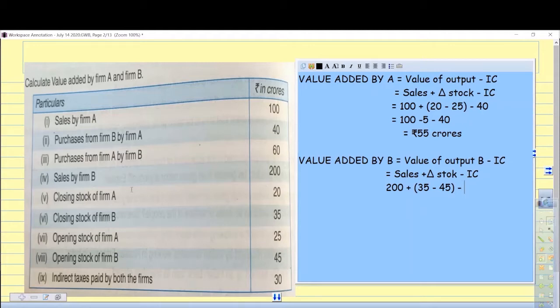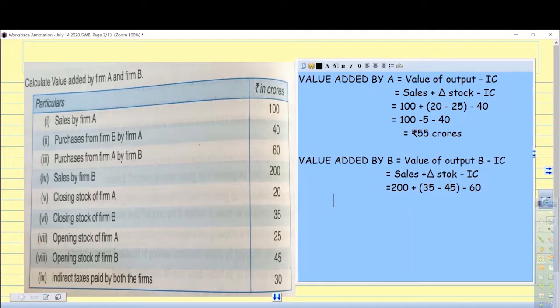Minus intermediate consumption. Again intermediate consumption, purchases from firm A by firm B. Firm B is the purchaser here. So we will consider this as the intermediate consumption of firm B. It stands at 60. I forgot to put the equal to symbol. Okay.